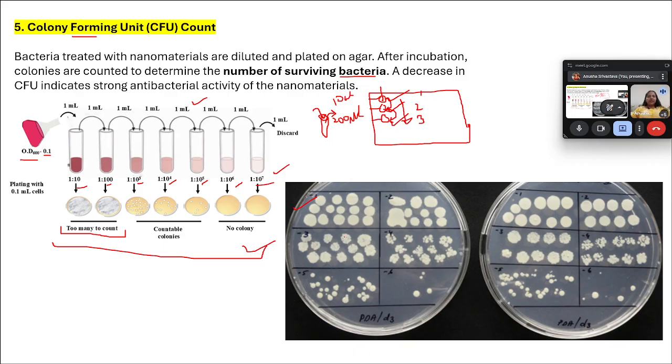In the middle concentration, you can find countable colonies, and then there would be some concentration where you will not find any colonies. So this is how the serial dilutions are made, and this is how you count colonies. These are individual colonies that are countable. But if you see this one, it's all merged, it's all smear. You cannot count individual colonies. So that is why different dilutions are made.